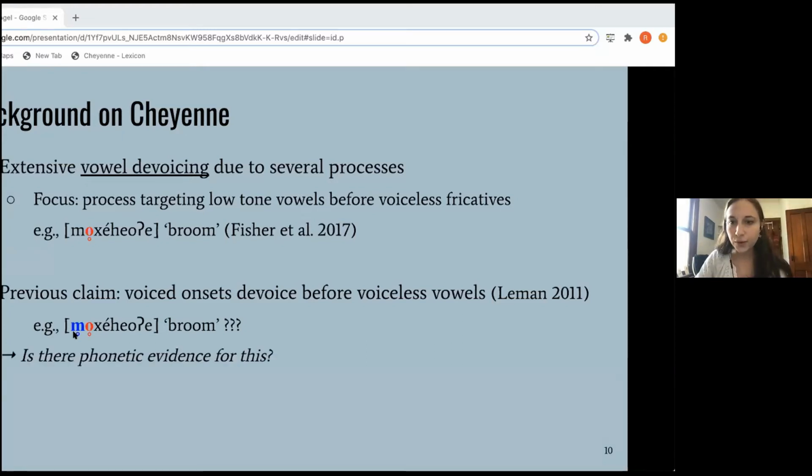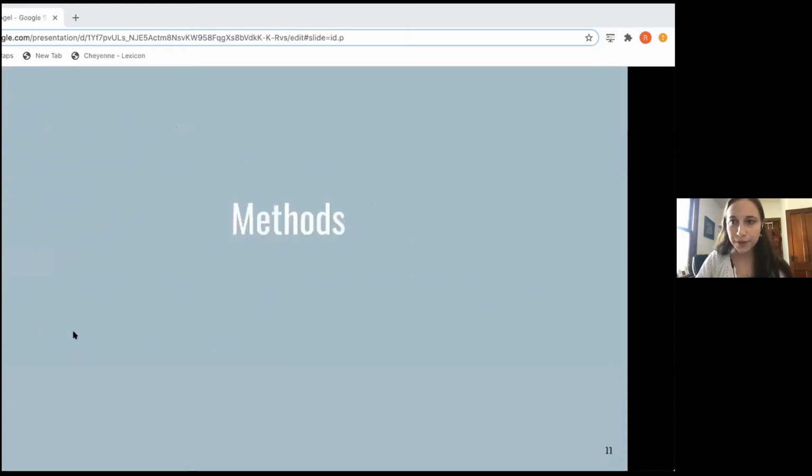So the second goal of this talk is to test the claim about onsets. Ultimately, I'll show you that the question of whether onsets devoice is actually not so simple if we consider the possibility of gradient devoicing, but I will also propose a way to understand this previous claim in the context of my paper's findings. Okay, turning to methods.